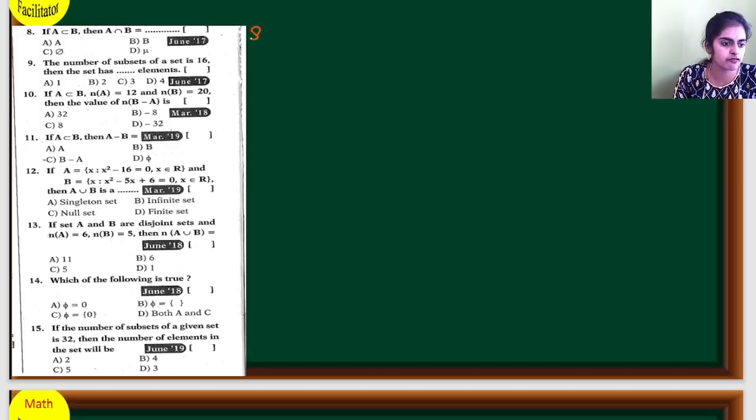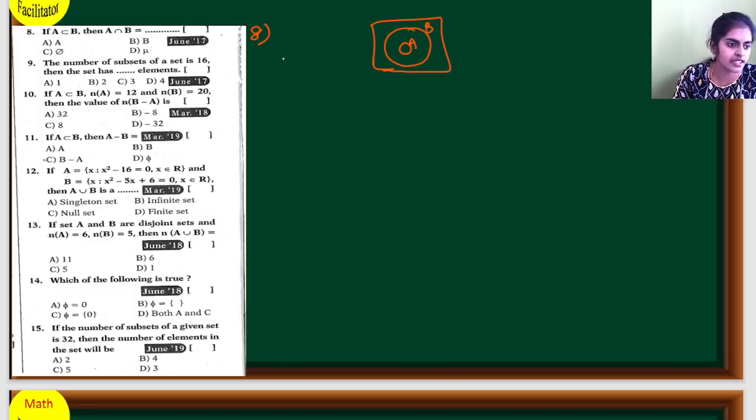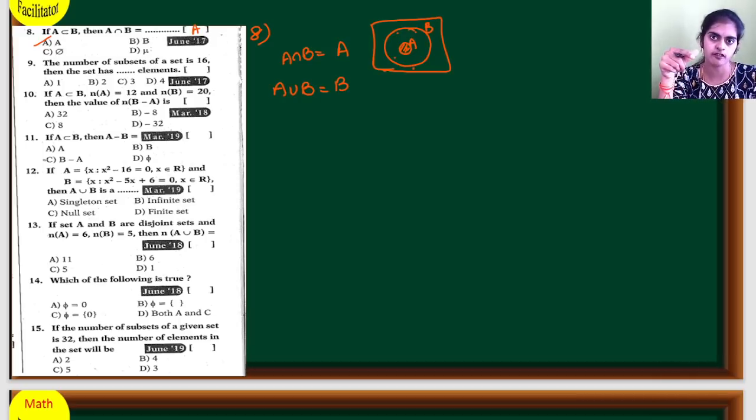Next question, if A is a subset of B, then A intersection B. See here, you have a set A which is a subset of B. So this is B, this is A. So I need to find A intersection B. A intersection B is nothing but the common region. A is the common region, isn't it? So it is A. If I ask you what is A union B, A union B is the total region I have to take. So it will be B. Understood? So A is a subset of B, so the common region is only A because A is a part of B. If I want the union, that means I have to take all the elements, so it will be B.